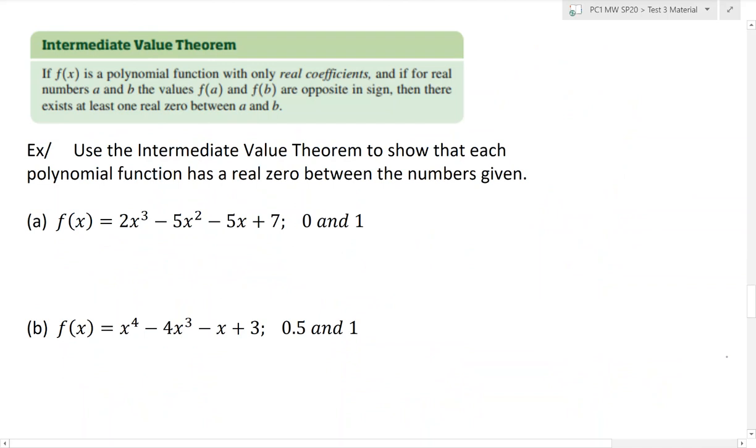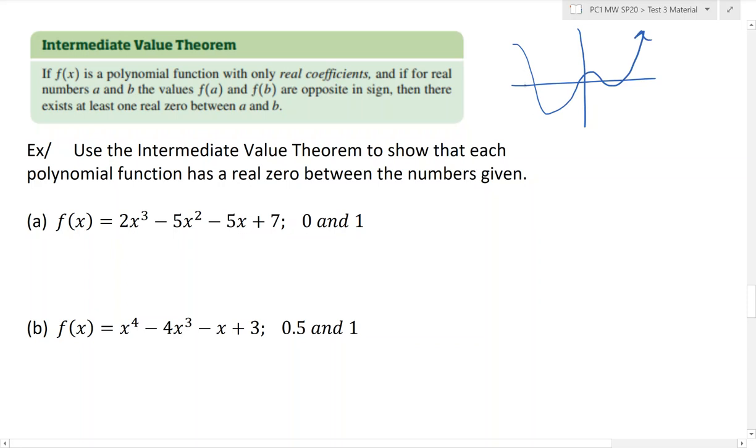Right, the intermediate value theorem is something you wrote down with your at-home notes. And this is a polynomial function with just real coefficients. If for real numbers a and b, the values f of a and f of b are opposite in sign, then there exists at least one real 0 between a and b. Let me demonstrate what this means. It means, okay, we have some kind of a polynomial going on here.